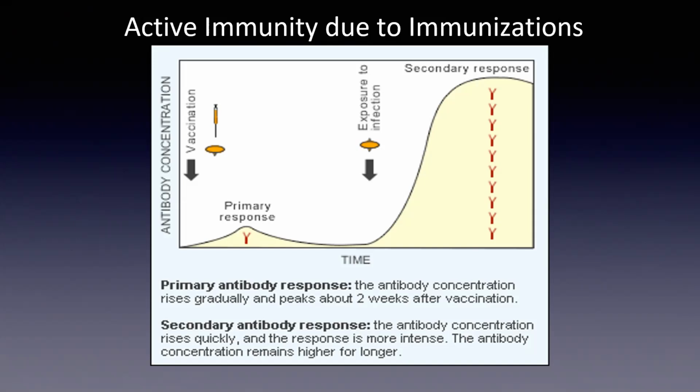So at the bottom, it says primary antibody response. The antibody concentration, or the number of antibodies, rises gradually and peaks about 2 weeks after vaccination. And that's why they say when you have your first shot of a COVID vaccine, about 2 weeks afterwards is when your body is at least ready now to take on things. It's not like go around licking people's faces. Let's not get out of hand here. That's kind of gross. But your body is now, after 2 weeks, prepared to take on a possible exposure.